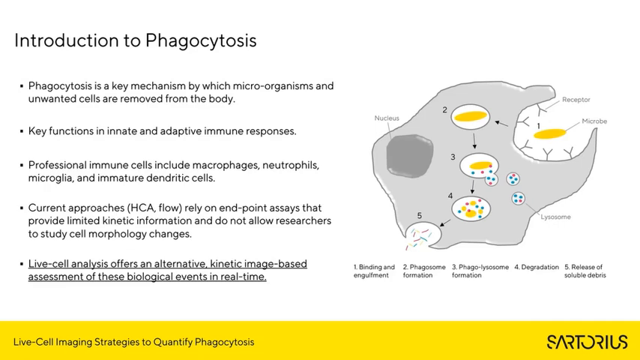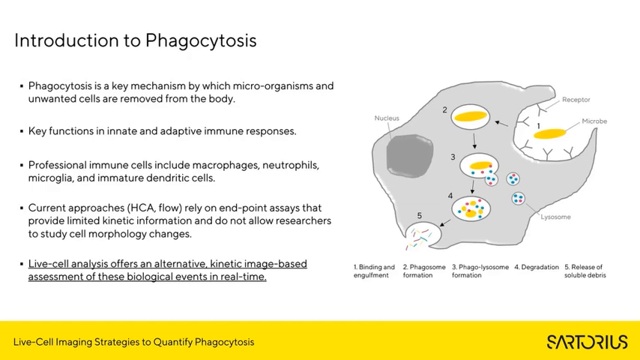So this involves the target being recognized by the phagocyte and engulfed. We then have phagosome formation, followed by the fusion of lysosomes to form a phagolysosome. We have the release of lysosomal enzymes, and these result in the degradation of the target, followed by the eventual release of soluble debris.